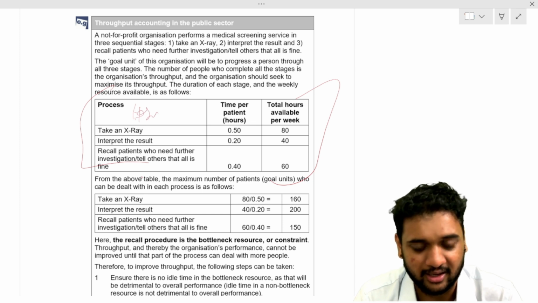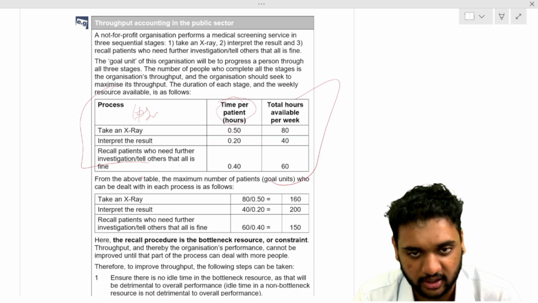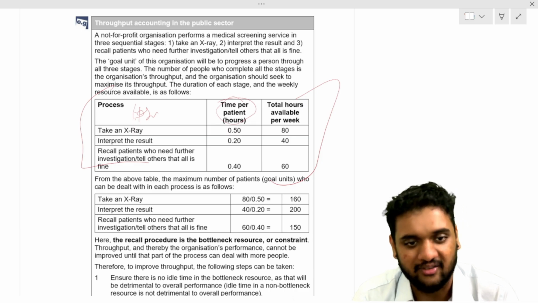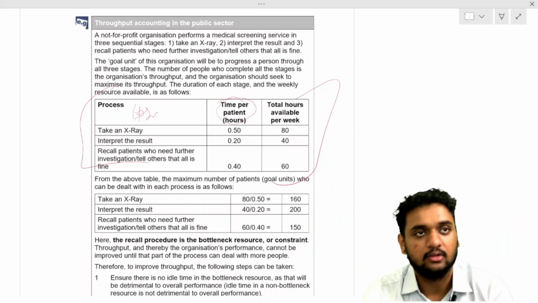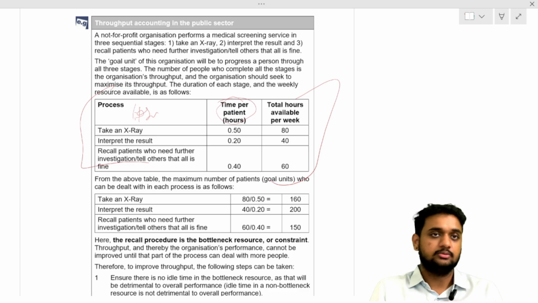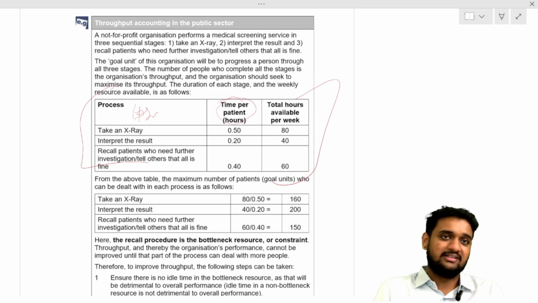What is the first heading? Time per patient in hours. Total hours available per week. To take an X-ray, how much time per patient is required? 0.5. 0.5 hours is required to take an X-ray of one patient.